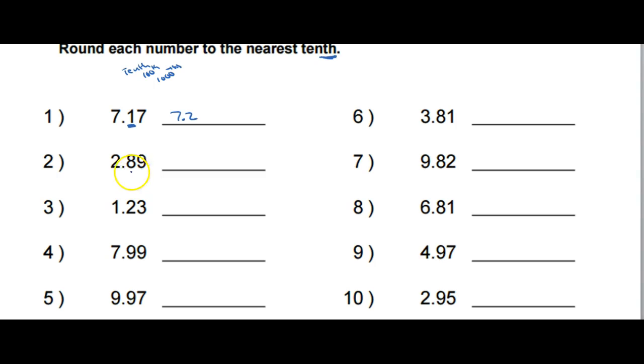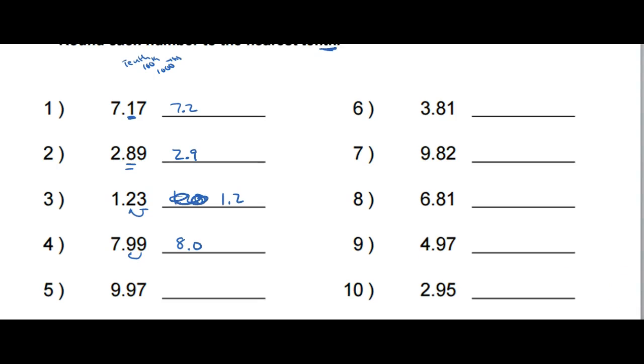The next one, the 9 tells me to round the 8 up. So what does that become? 2.9. The 3 tells me to round the 2 down. So we go 1.20, or 1.2, sorry. 7.99. The 9 tells me to round up. Therefore, that 9 would become a 0 or a 10, so I would add 1 and it would round to 8.0. Or just 8 is fine.